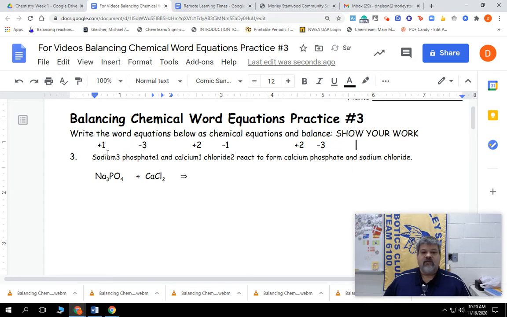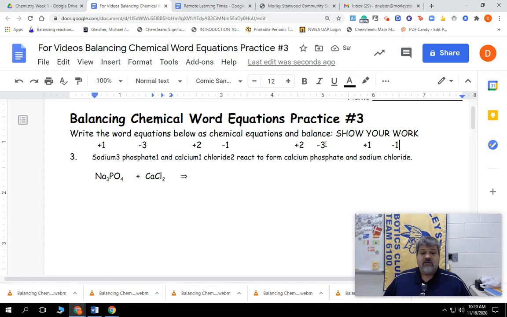We're just using the ones from over here because they're always the same charge as what they are on the other side. So that's going to be a plus 1. And then our chlorine is going to be a minus 1. So we're going to go ahead and do calcium phosphate.